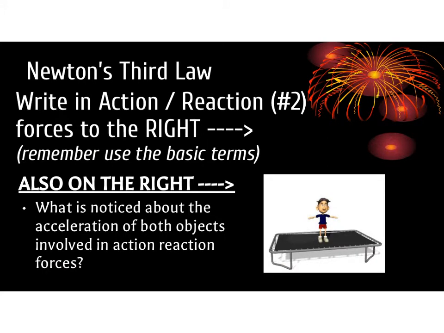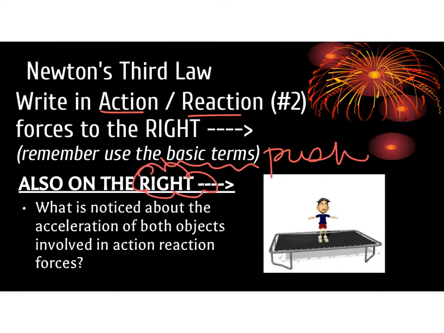So if you haven't yet recorded your action-reaction forces for the trampoline and the guy, go ahead and do that on the right using that basic term, push between the two objects. But I have another question for you over there on the right-hand side. What are we noticing about the acceleration of both of those objects? What is noticed about the acceleration of the guy compared to the acceleration of the trampoline? So go ahead and pause and make a little note. What is noticed about their acceleration?